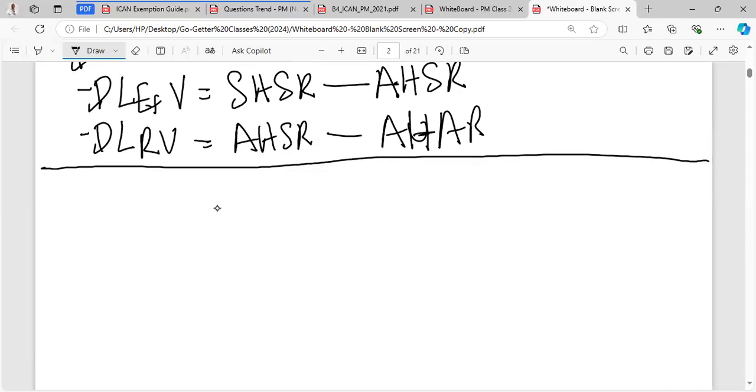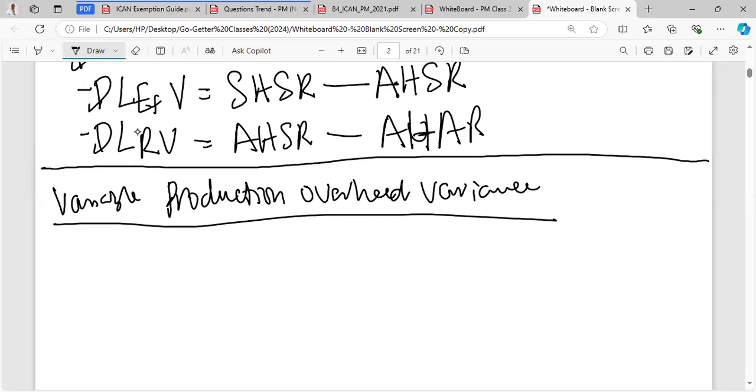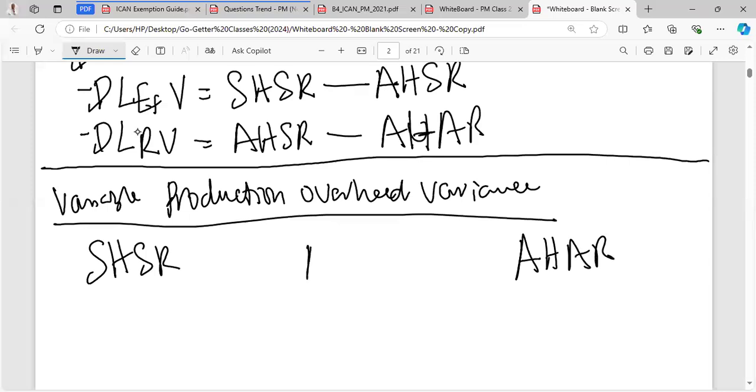Then the next thing is production overhead variance. Okay, variable production overhead variance. I'll put variable here. Variable production overhead variance. So it is the same thing we have in direct labor, we put in variable overhead. So we have our standard hours, standard rate, actual hours, actual rate. So the center sits actual hours, standard rate.